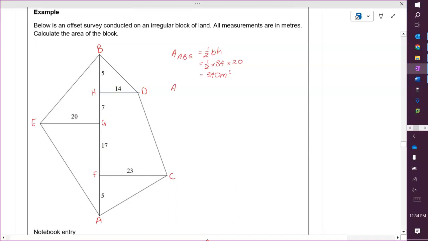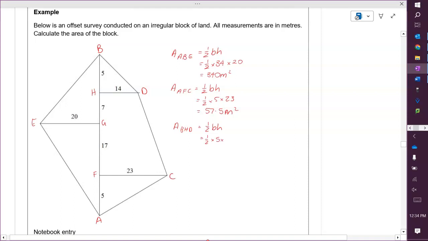Now I'm going to find the area of this bottom triangle here. So AFC, again we write our formula. So the base of my triangle is 5 and the height is 23. And working that out we get 57.5 metres squared. Then I'm going to find the area of this top triangle. So area of BHD. So we get the half times the base, which is 5.